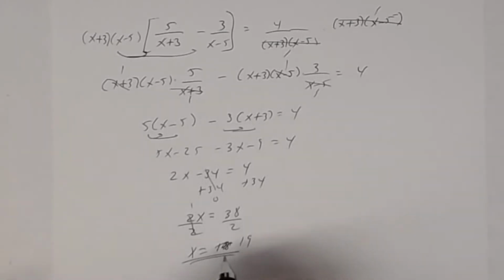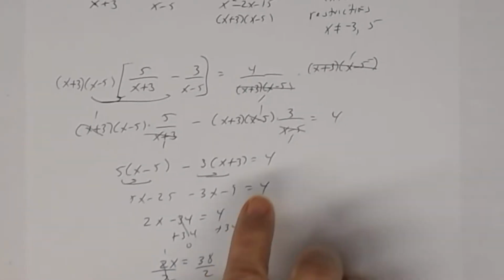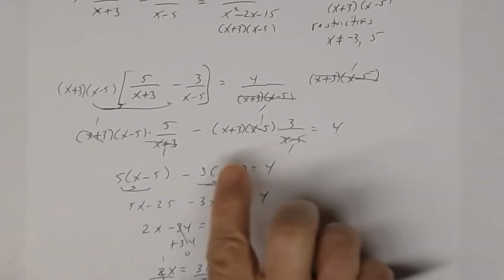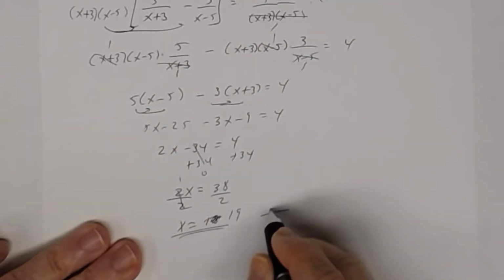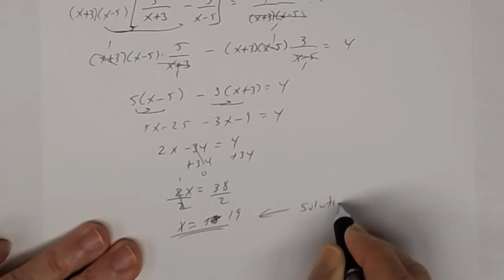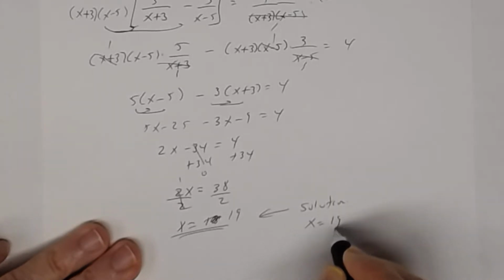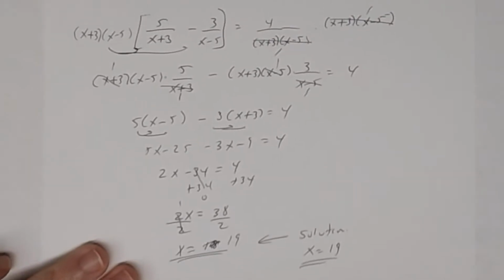So that is my proposed solution. So I look at this and I notice that it's not one of my restrictions. Assuming I did all the algebra correctly, this is the solution. So your solution is x equal 19. All right, so that's number 1.